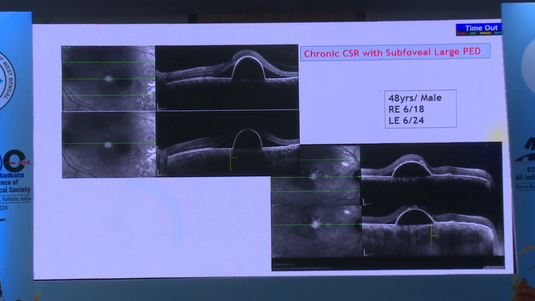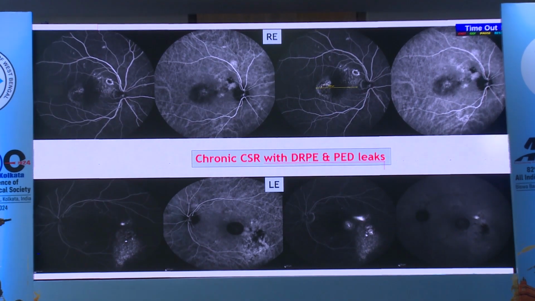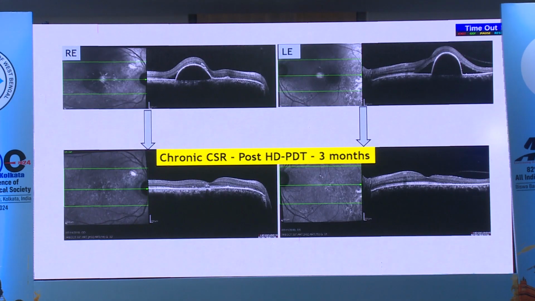For example, in this case with a large subfoveal PED and subretinal fluid in both eyes of this patient, angio shows a diffuse RPE epitheliopathy with leaking pigment epithelial detachments. This is a chronic case. After the treatment, not only does the fluid disappear, but the subfoveal PED has also resolved in 3 months' time. So this is the gold standard for chronic CSR.